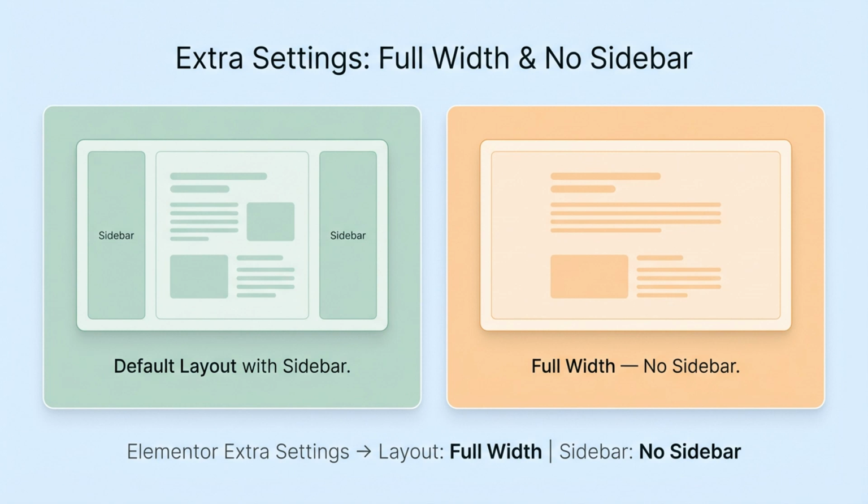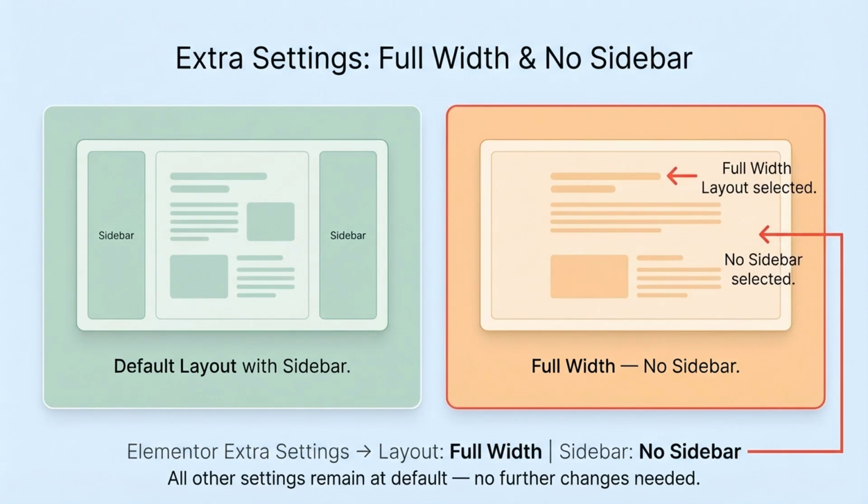Alongside that, you set the sidebar option to no sidebar, which gives you a clean, uninterrupted canvas to design on. These 2 settings, full width and no sidebar, are the only ones you need to change in the extra settings panel. Everything else can stay at its default value. This is a quick but important configuration step that ensures your Elementor design fills the page the way you intend it to, without any unwanted sidebars eating into your layout.